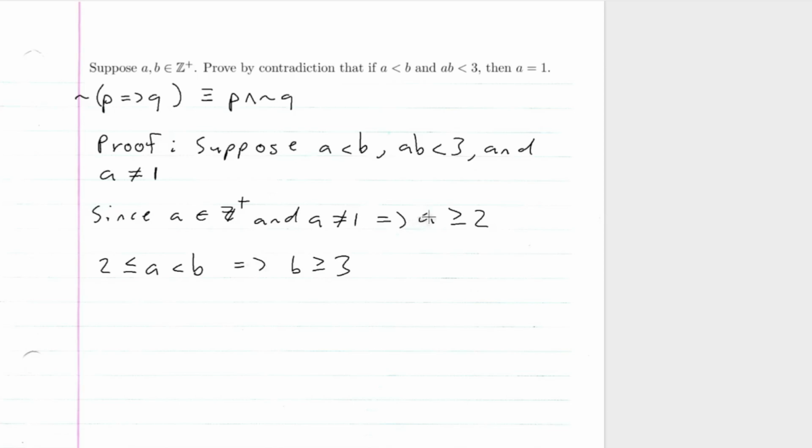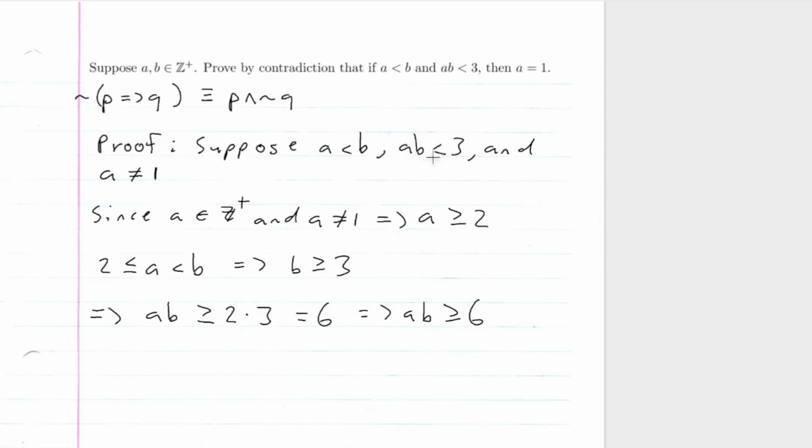So now I know from my assumption that a is not equal to 1 that a must be bigger than or equal to 2. And from my assumption that a was less than b and that a is bigger than or equal to 2, that means b must be bigger than or equal to 3. So, of course, this implies that a times b is going to be bigger than or equal to 2, for the a, times 3, for the b, which is, of course, 6. So this means that a times b must be bigger than or equal to 6.